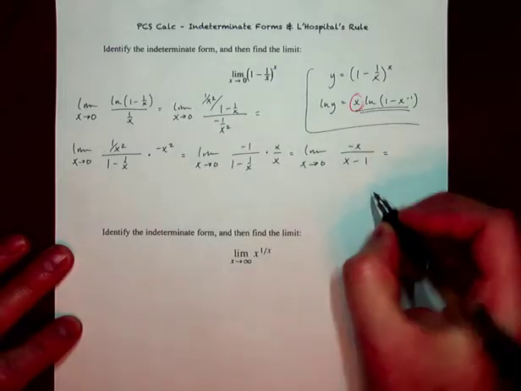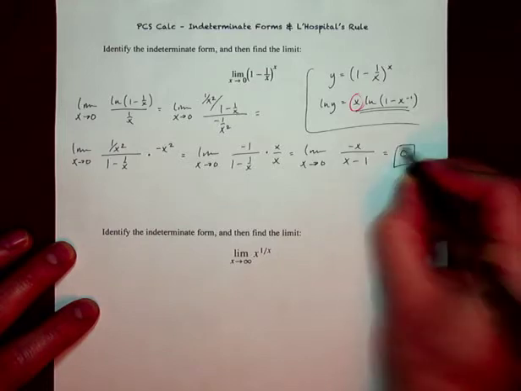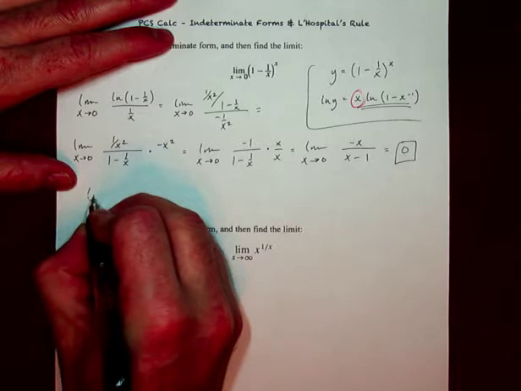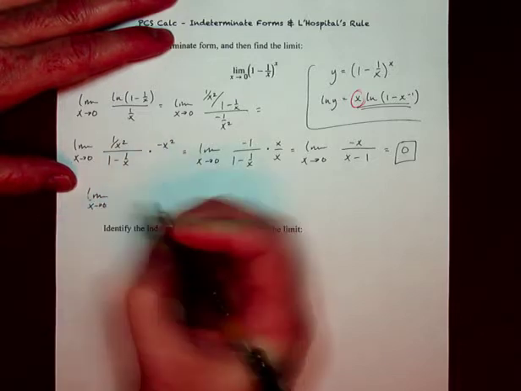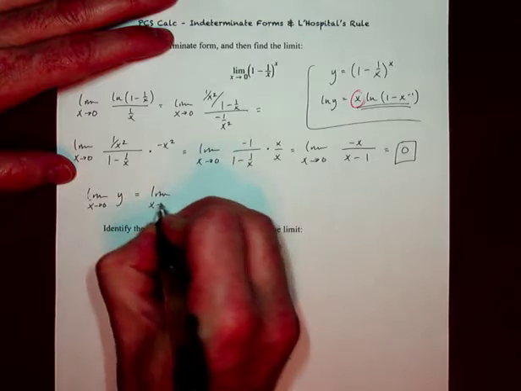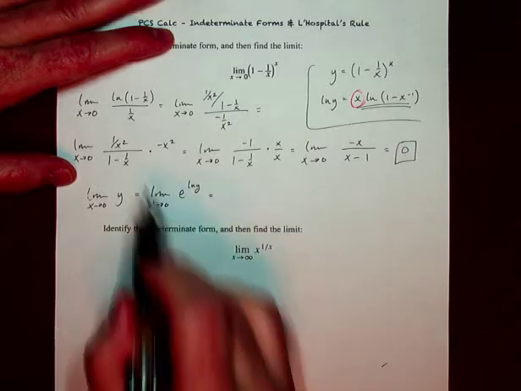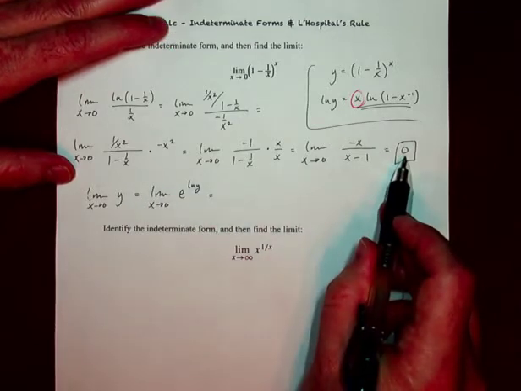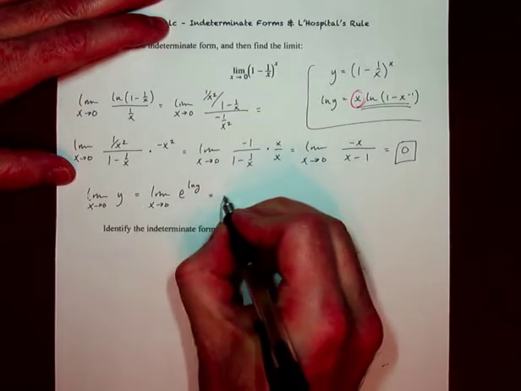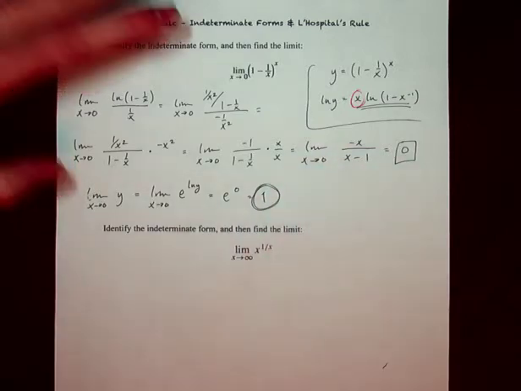I plug in, I get 0 over 0 minus 1, and that, my friends, is 0. Now, what that means is that the limit as x approaches 0 of y is the limit as x approaches 0 of e to the natural log y. Well, this is the limit of natural log y, so if that little piece goes to 0, then this whole thing goes to e to the 0, and that is just 1.